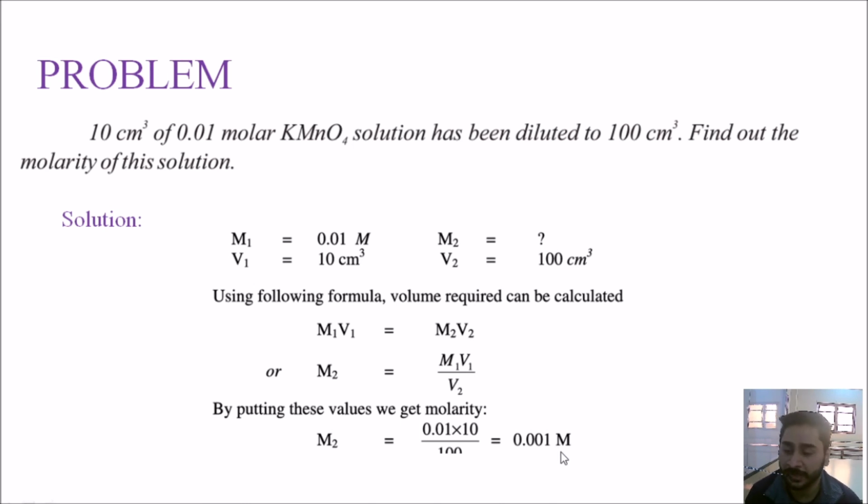So let's conclude that dilution is a process in which we reduce the concentration, and you can see that when you reduce the concentration, the molarity decreases, and the formula for that is M1 V1 is equal to M2 V2. I hope these things are clear.